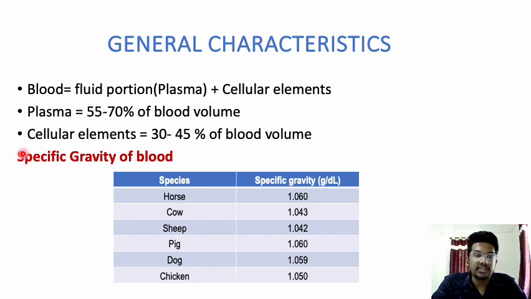The first characteristic is the specific gravity of the blood. If you see the specific gravity of the blood, the horse is having a 1.060. It is more dense than the water. If you see the pig, it is also 1.060. The least dense one is the sheep blood, which is 1.042.